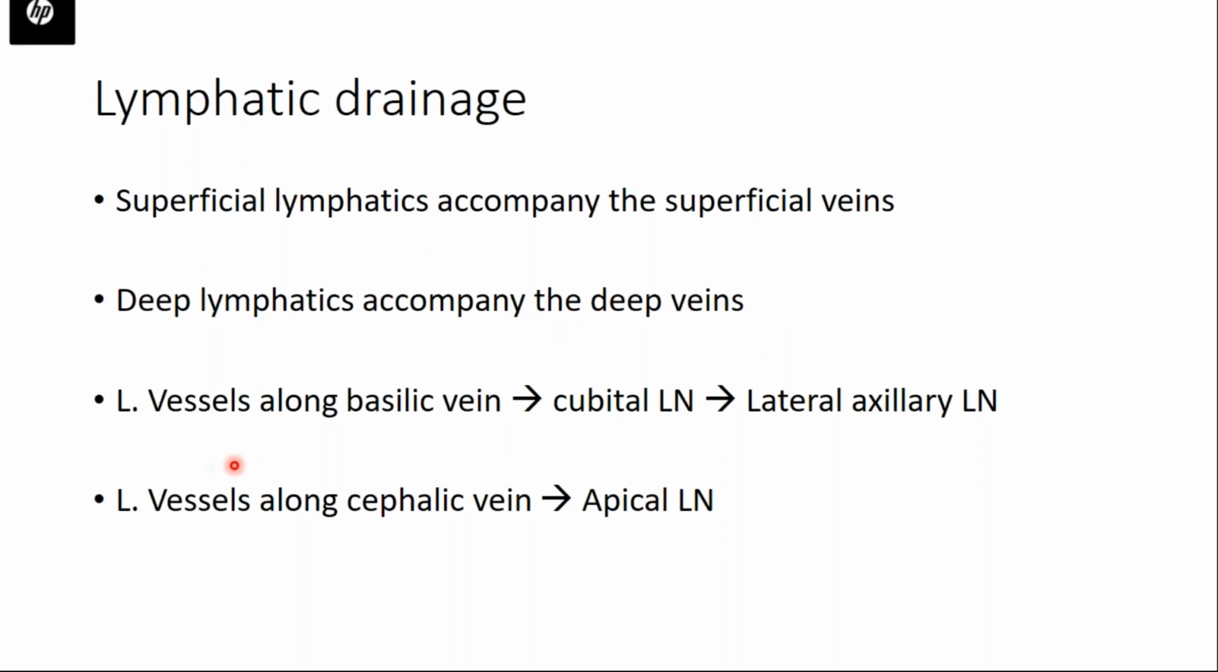The lymphatic vessels along the basilic vein, which is present on the medial side, go into a small group of lymph nodes near the elbow, called the cubital lymph nodes. And from the cubital lymph nodes, they drain into the lateral axillary group of lymph nodes. So the basilic vein drains into the cubital lymph nodes and then into the lateral axillary group of lymph nodes.